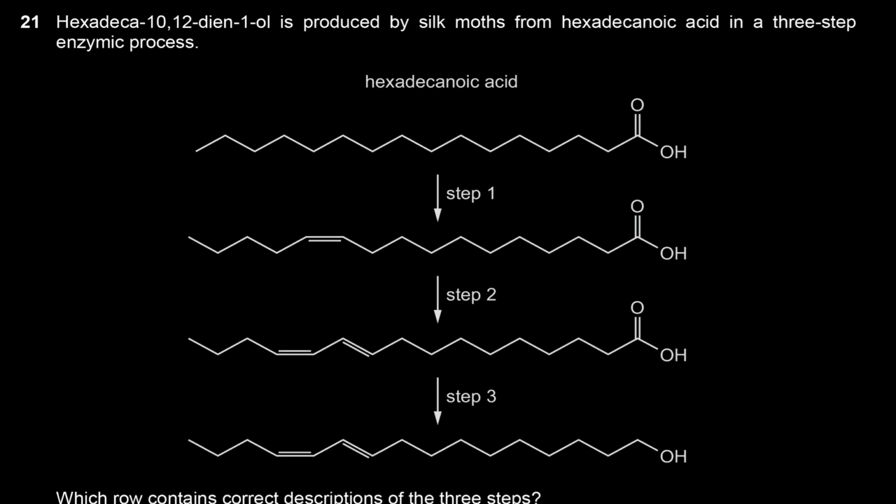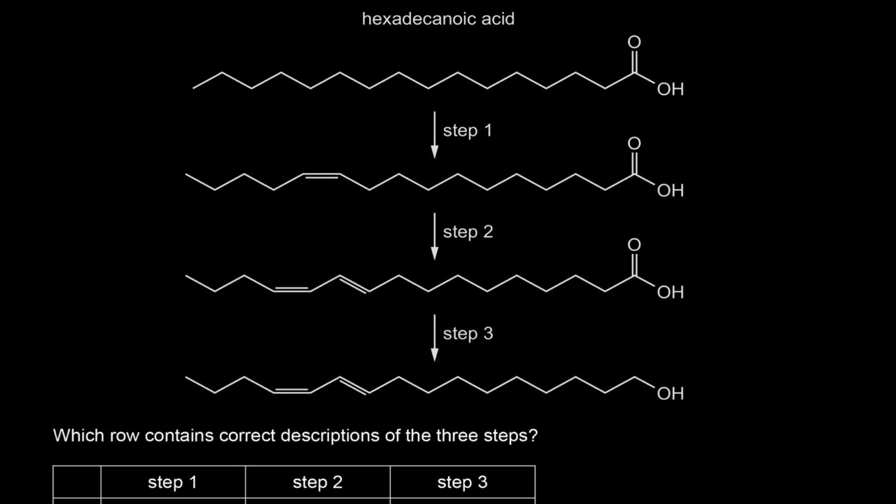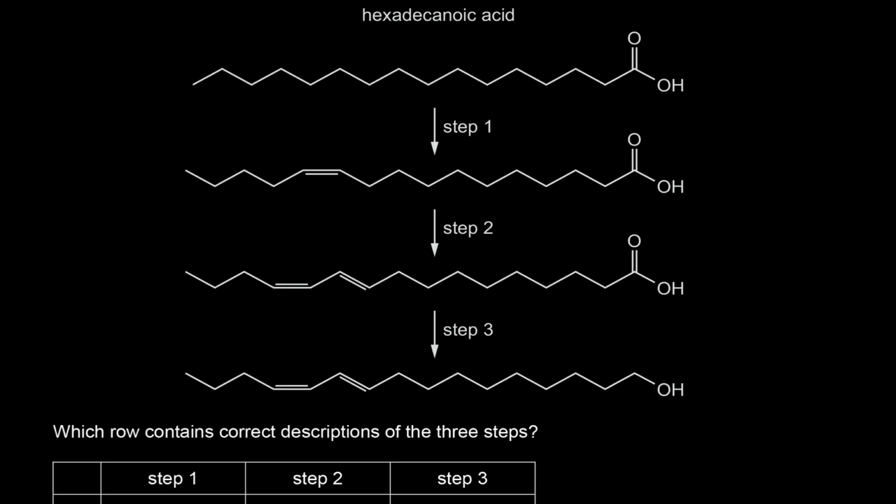Hexadeca-10,12-diene-1-ol is produced by silk moths from hexadecanoic acid in a 3-step enzymatic process. Okay. So what we have is, in the presence of an enzyme, we're converting this carboxylic acid into this compound over here. That's a diene with an alcohol group, right? Diene monol. This is our final product. Which row contains the correct descriptions of the 3 steps?